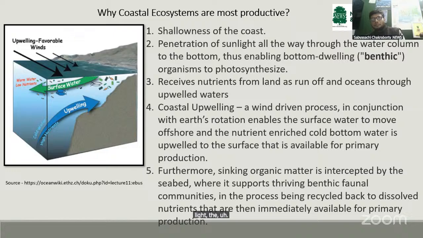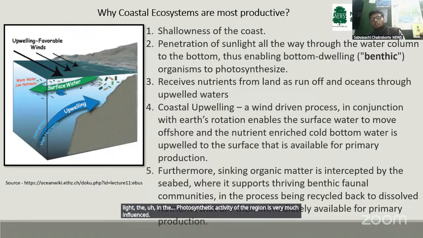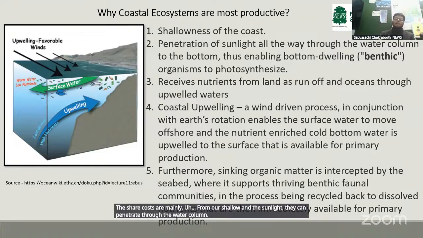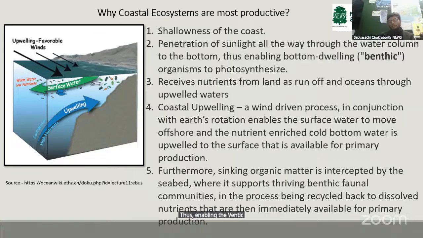the photosynthetic activity of the region is very much influenced. The coasts are mainly shallow, and the sunlight can penetrate through the water column, thus enabling the benthic organisms or the bottom dwelling organisms to perform photosynthesis.